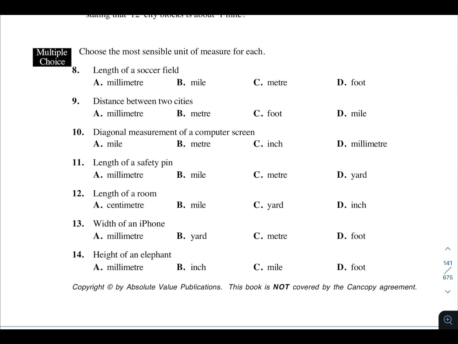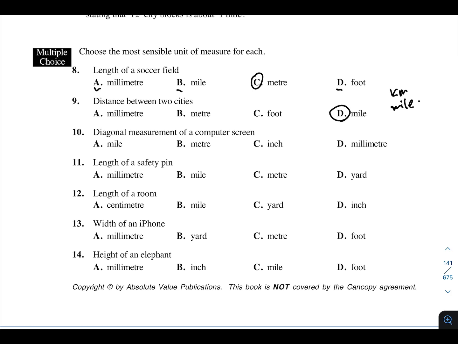Okay, let's look at the second part. Choose the most sensible unit of measure for each. 8, the length of a soccer field. We see the millimeter, and the foot is too short and the mile is too long, so we just use meter. And 9, distance between two cities, and normally we use kilometers or miles. For this part we have mile, so we choose D.